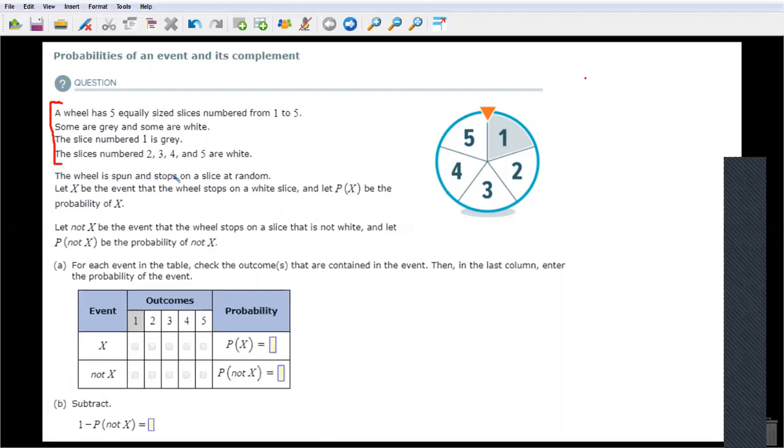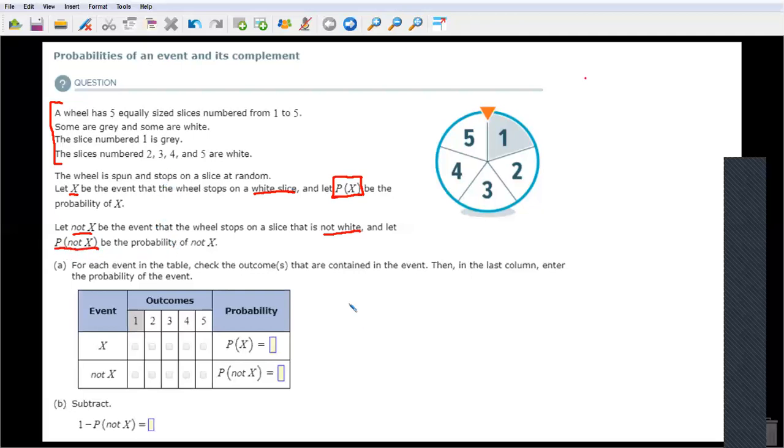Now, it says the wheel is spun and stops on a slice at random. Let X be the event that the wheel stops on a white slice, and let P of X be the probability of X. If you remember in the last topic when we were talking about probability, we're just putting that probability into function form now. After that, it says let not X be the event that the wheel stops on a slice that is not white, and let P of not X be the probability of not X.